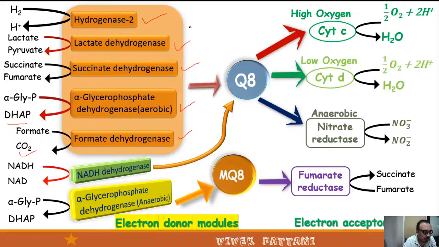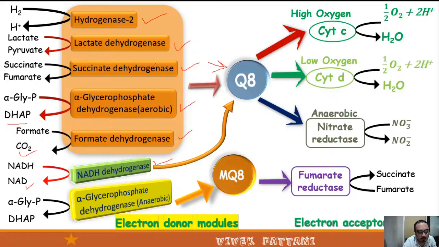Now these electrons will be transferred to Q8. What is Q8? It is a ubiquinone. And one more dehydrogenase is NADH dehydrogenase. Under aerobic conditions, or maybe anaerobic conditions also, NADH will be converted into NAD.